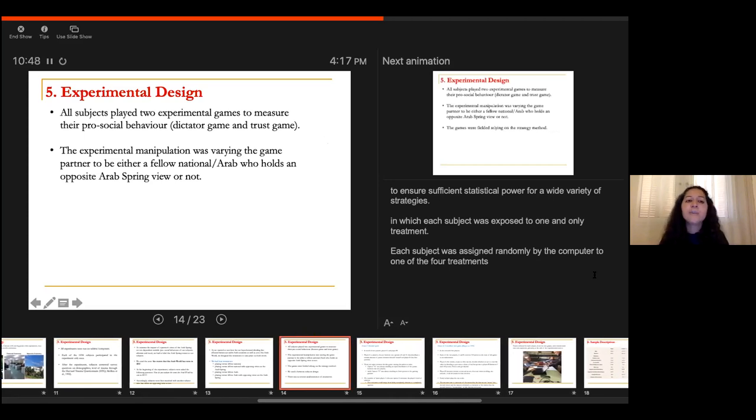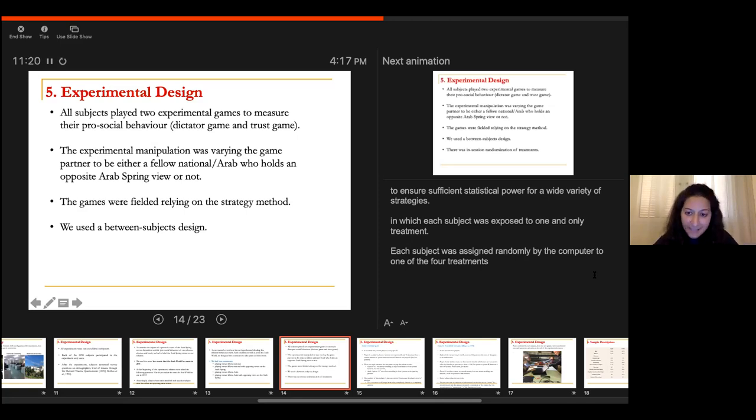All subjects play two experimental games in order to measure pro-social behavior, which are the dictator game and the trust game. The experimental manipulation was varying the game partner to be either a fellow national or an Arab who holds either an opposite view of the Arab Spring or the same view as the subject. The games were fielded relying on the strategy method in order to ensure sufficient statistical power for a wide variety of strategies. We used a between-subjects design in which each subject was exposed to one and only one treatment. There was in-session randomization of the treatments, where each subject was assigned randomly by the computer to one of our four treatments.